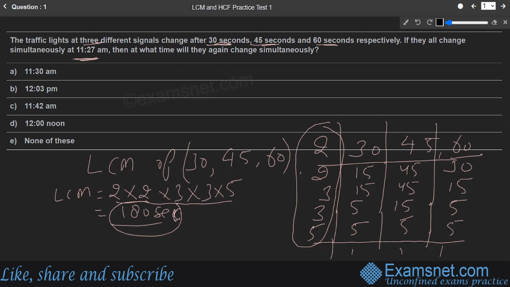So 180 seconds needs to be added to 11:27 a.m. We know that 180 seconds divided by 60 is 3 minutes. So in 180 seconds there are 3 minutes. We just need to add these 3 minutes to our 11:27 a.m., and at that point of time they will again be changing simultaneously. So 11:27 plus 3 minutes is 11:30. That is available in option A and becomes the right answer.